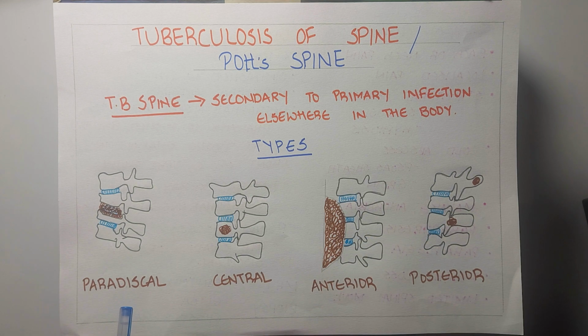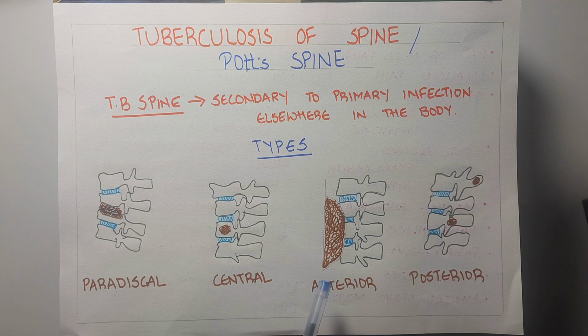What happens in paradiscal is bacteria lodges in the area and there is erosion of vertebral margins and destruction of the intervertebral disc. It loses its nutrition, hence degeneration occurs and there is complete disc destruction. Central destruction is in the center of the vertebral body, so the body collapses.